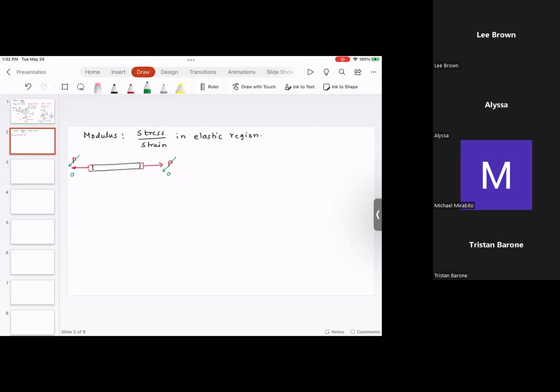But sometimes, if you apply too much load, this rod gets deflected and it stays deflected. Even if you remove that load, the rod does not go back to its original shape. It retains that shape. That is the plastic deformation. So in elastic region, the ratio of stress divided by strain is called modulus. In the case of normal stresses, it is called the Young's modulus.